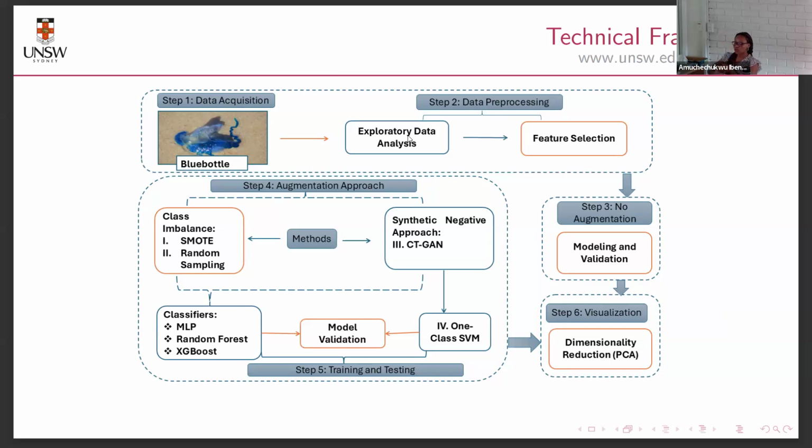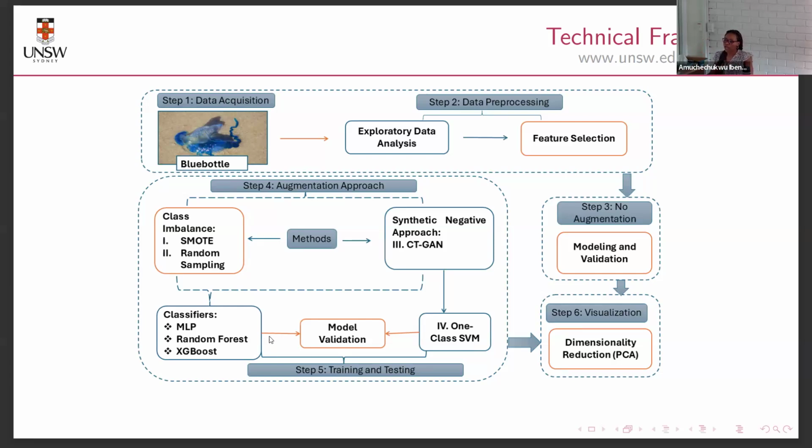And then from this exploratory data analysis, we were able to do feature selection. Then we modeled this data without data augmentation because we had some challenges in the data set. And we then applied some data augmentation techniques to address class imbalance. We applied SMOTE and random sampling. We also treated a case of a synthetic negative approach where we used CTGAN. And we also tried a one-class SVM, which is still under the synthetic approach.